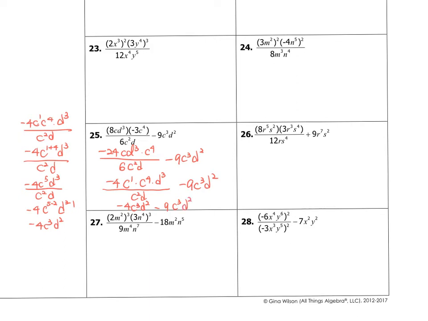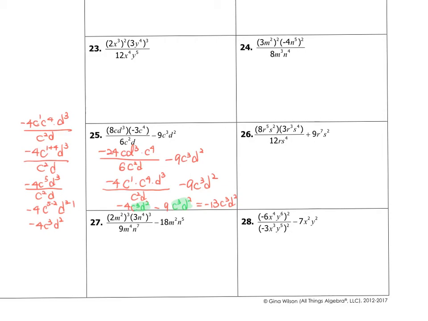Now, I have like terms, don't I? I have the same variable and the same powers on each of the variables. They match up exactly. So negative 4 minus 9 is negative 13. Then I keep my variables.